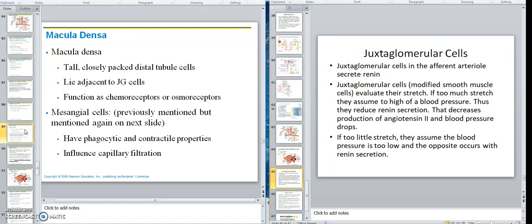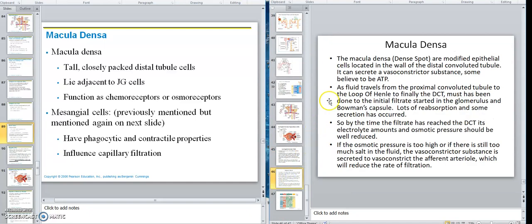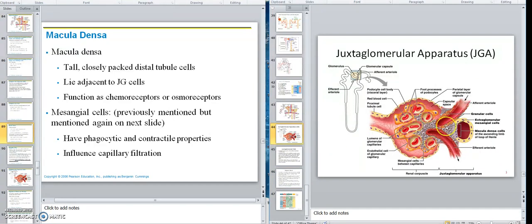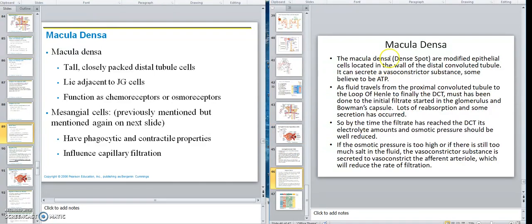All right. The macula densa, which is in the distal convoluted tubule. The macula densa, which is called a dense spot. Macula in Latin means spot, and this is a dense spot, made of modified epithelial cells, located in the wall of the distal convoluted tubule. It can secrete a vasoconstrictor substance. Some believe that to be ATP. That's still controversial. Okay, now this is how it works.